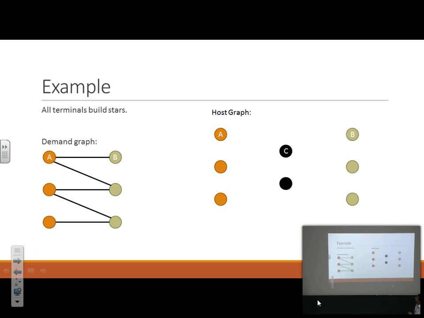Okay, so I think I have a picture. These slides are Jenny's, by the way, so all credit to her. So here's a demand graph. It's bipartite. In this case, we have orange and green nodes, and these are the pairs that need to connect to each other. And here's some underlying host graph with other Steiner nodes that are not in that picture.